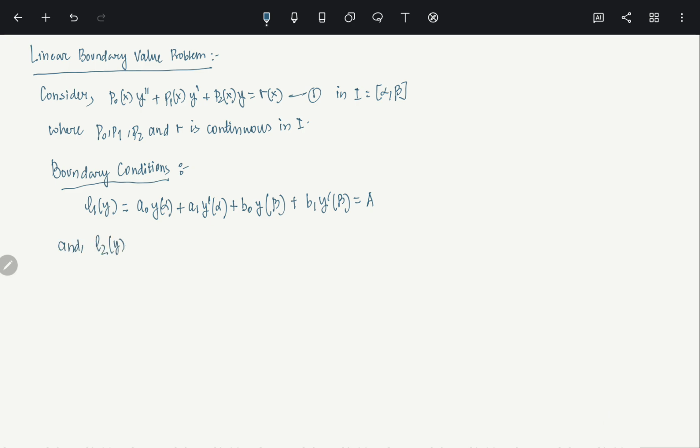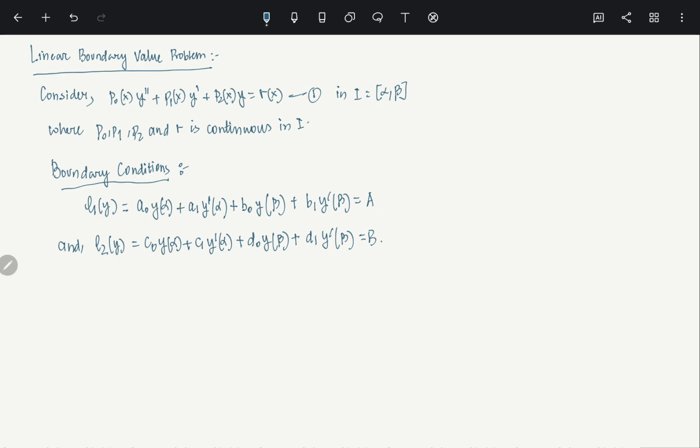And L2 of y we will define as c naught of y at the point alpha plus c1 of y prime at the point alpha plus d naught of y at the point beta plus d1 of y prime at the point beta, equal to b. So capital A and capital B.